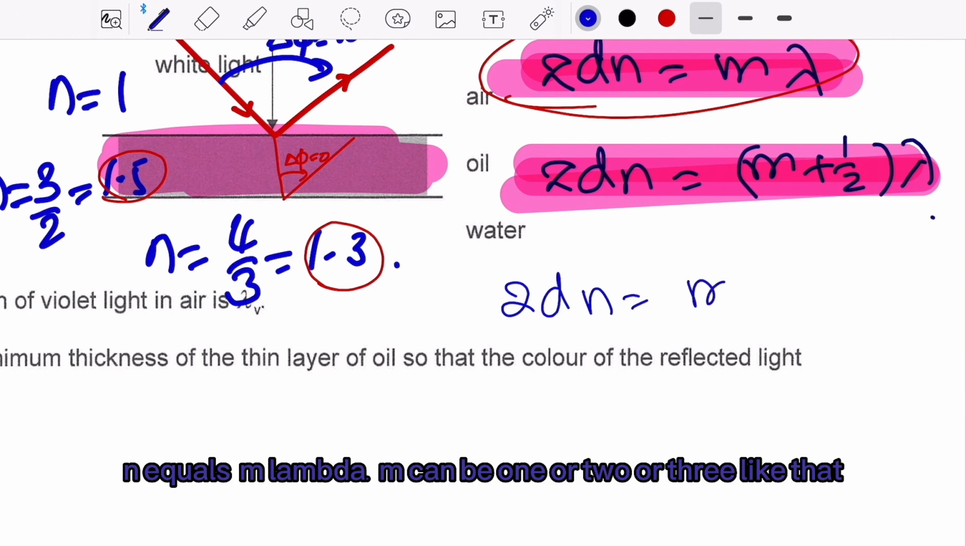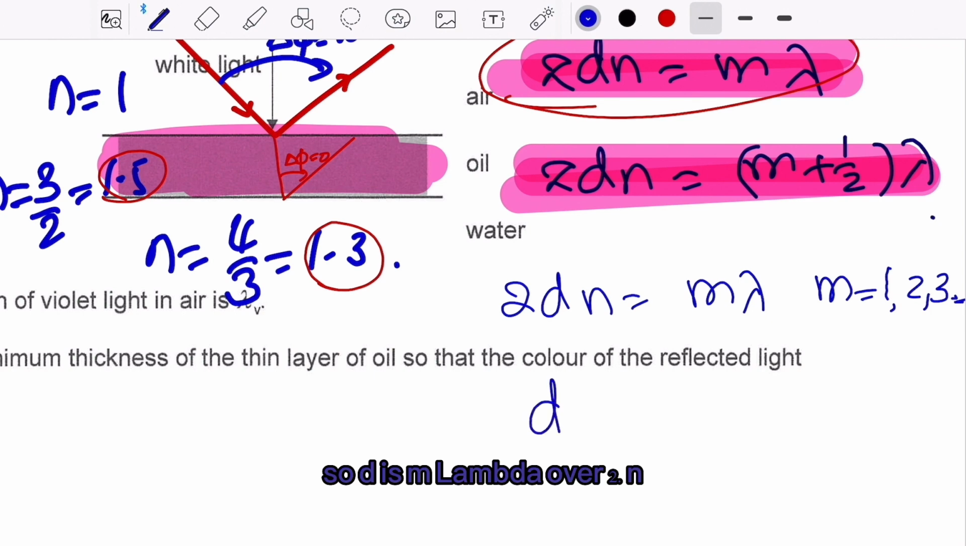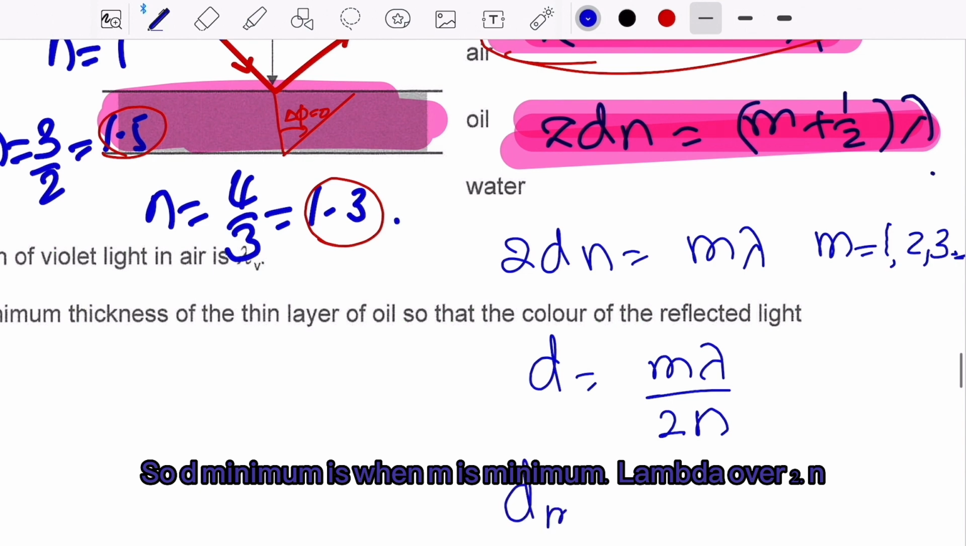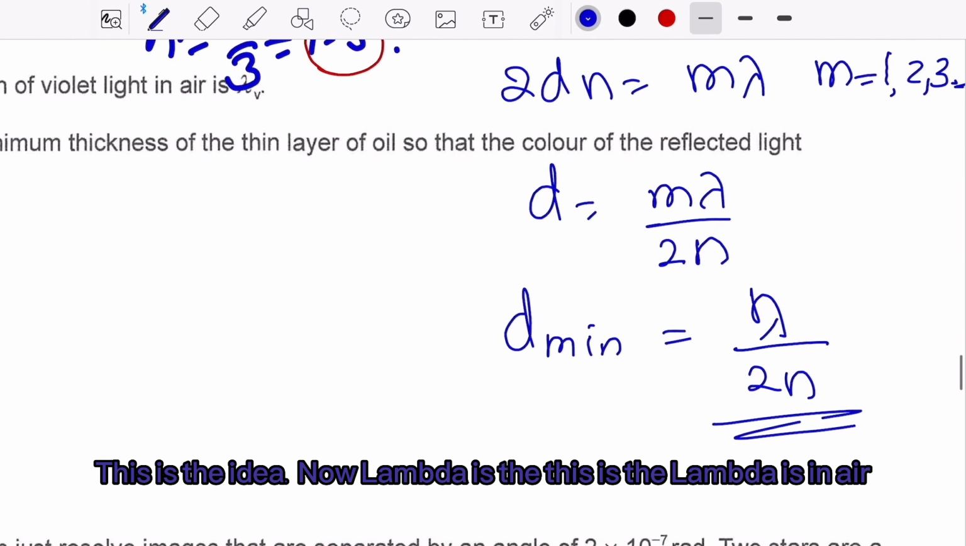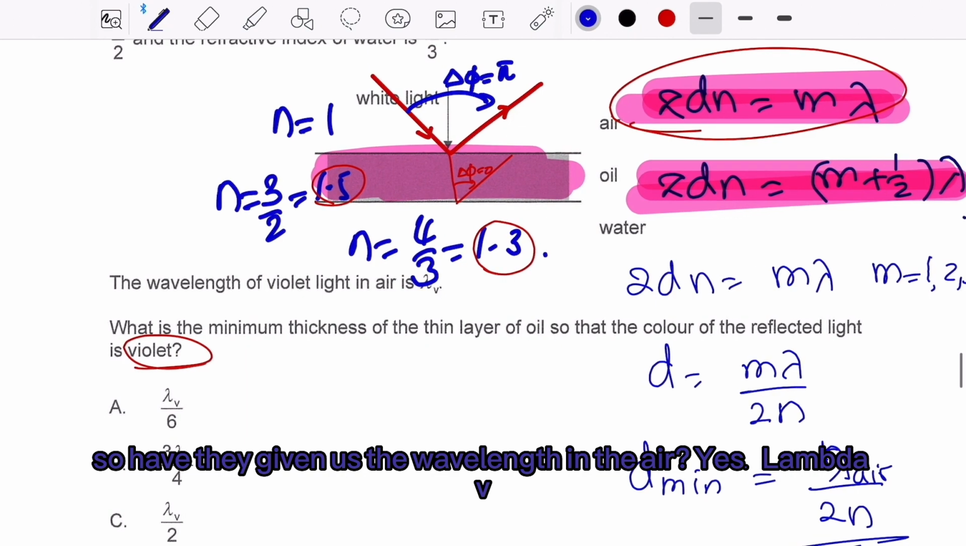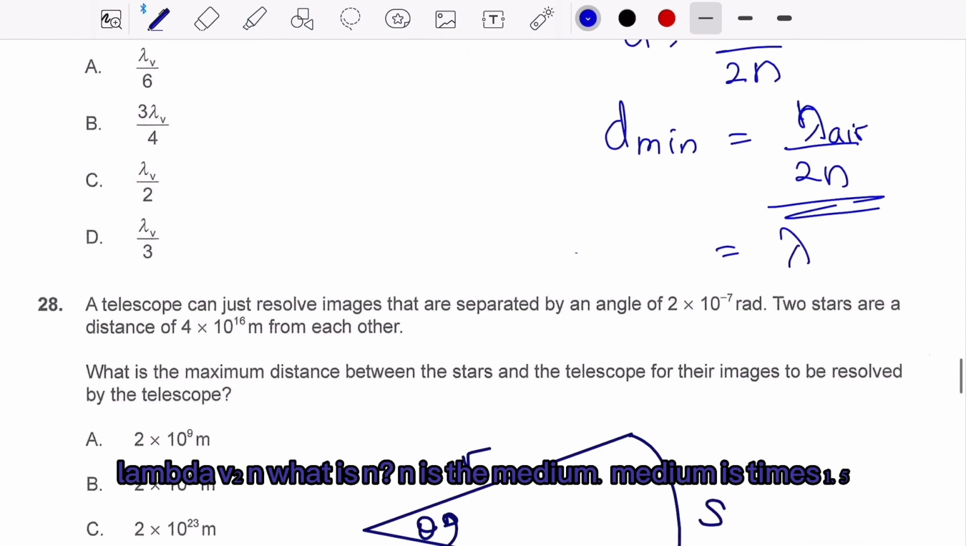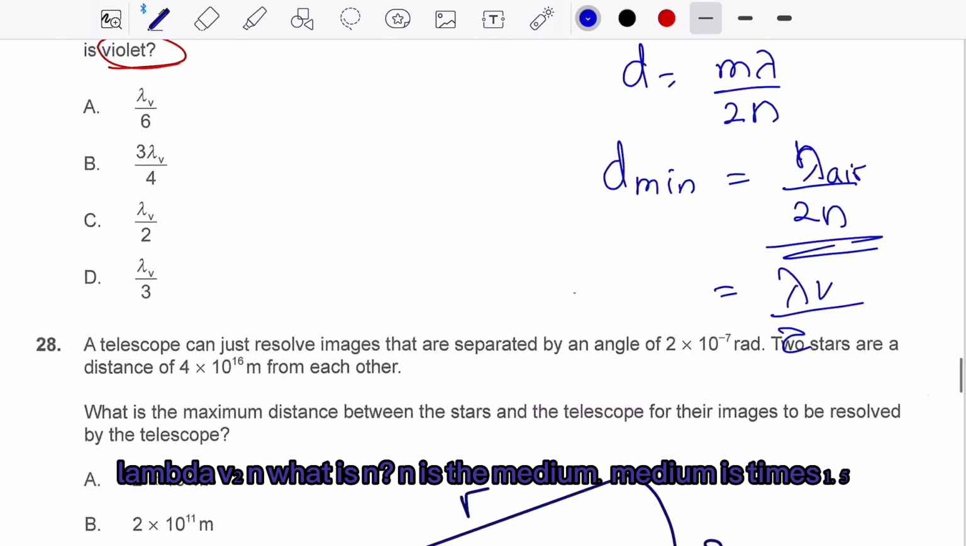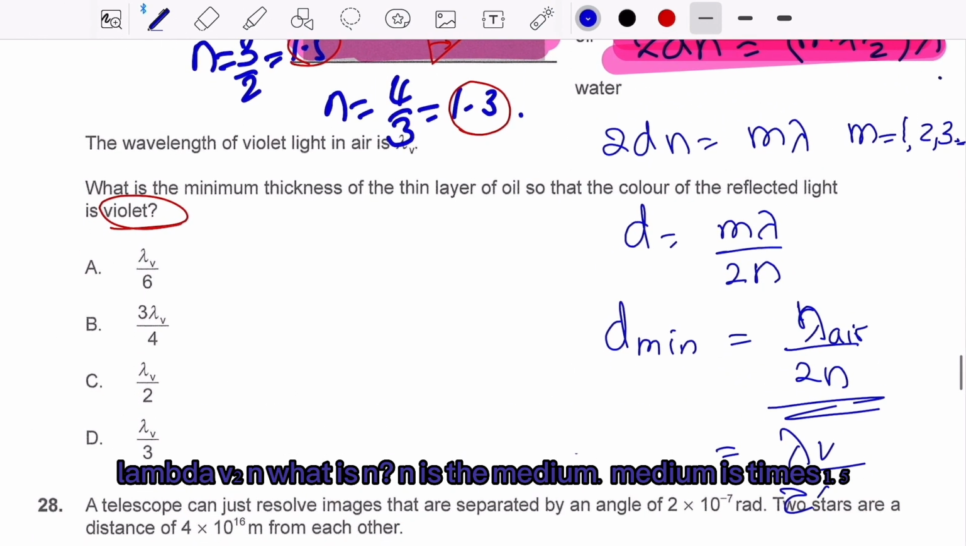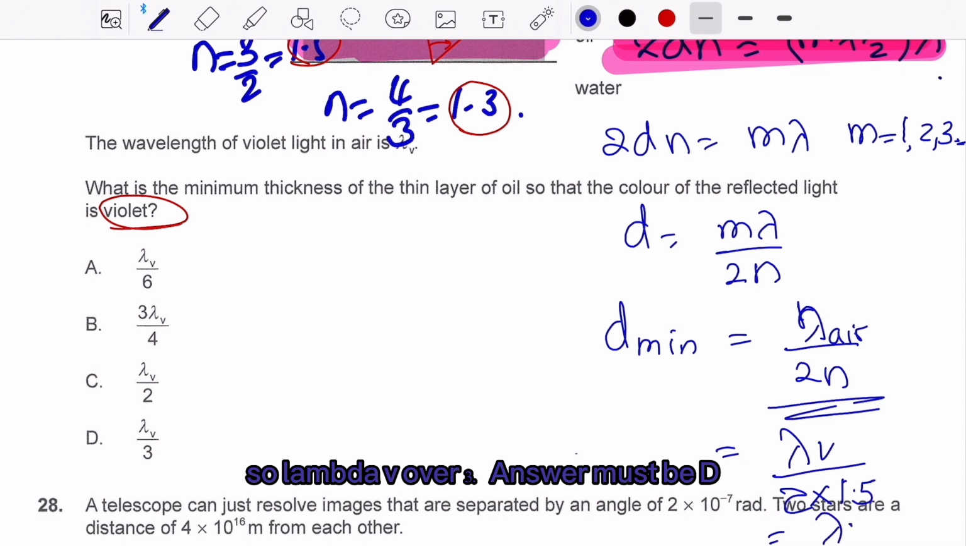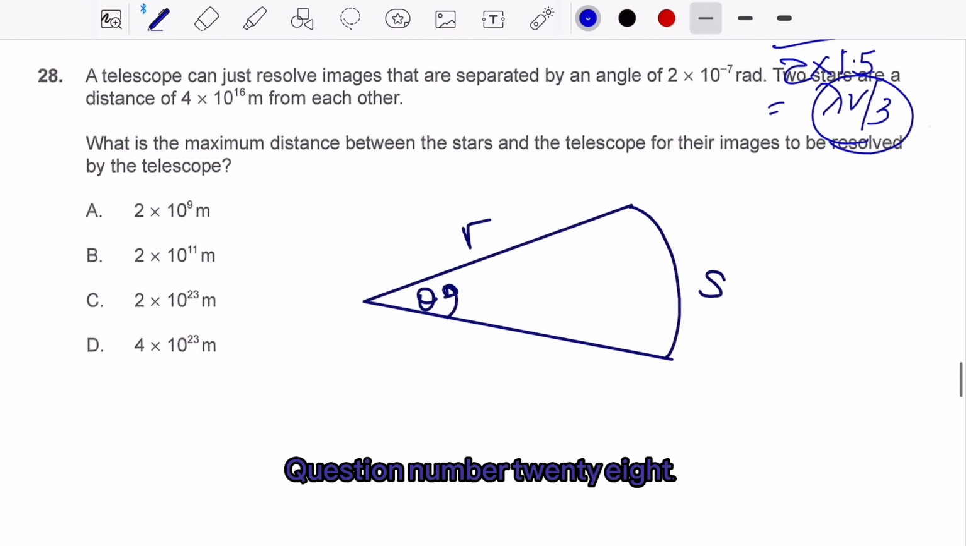2d n equals m lambda. M can be 1 or 2 or 3 like that. So d is m lambda over 2n. So d minimum is when m is minimum, lambda over 2n. This is the idea. Now lambda is the wavelength in air. Have they given us the wavelength in the air? Yes, lambda v over 2n. What is n? n is of the medium. Medium is 1.5. So lambda v over 3. Answer must be D.